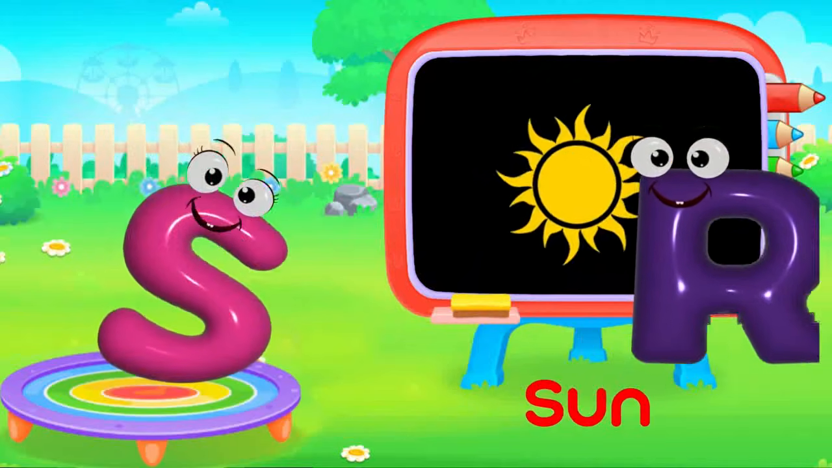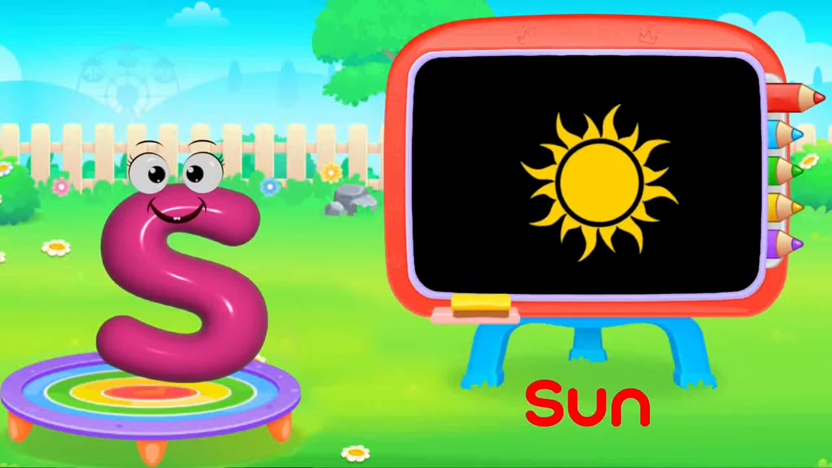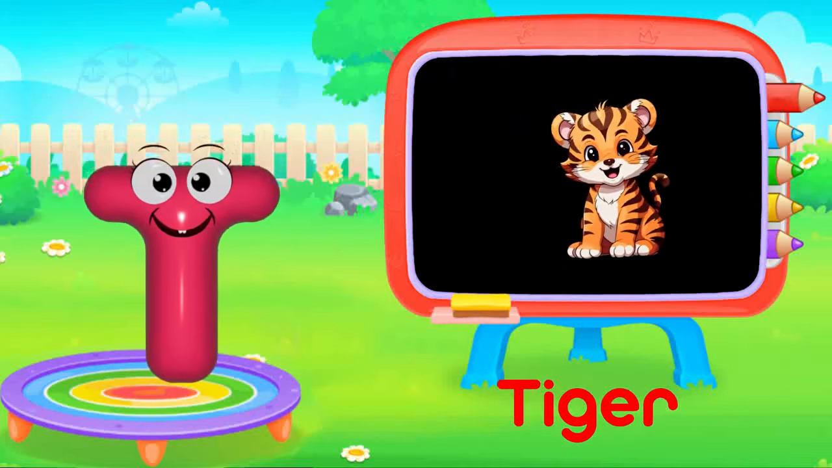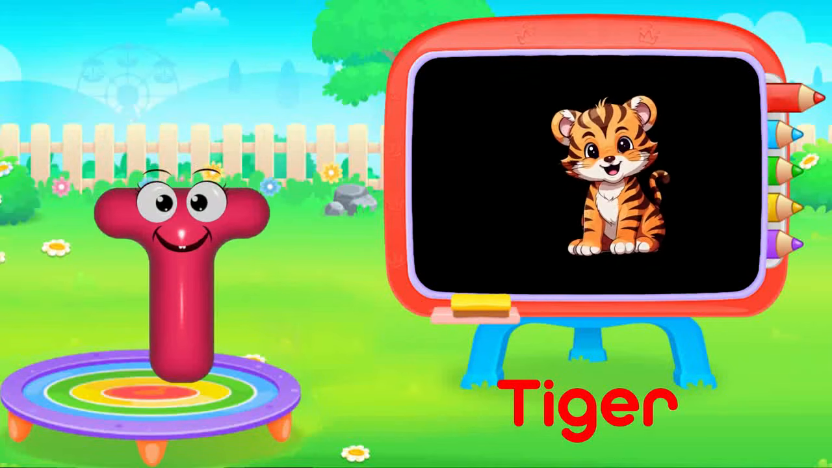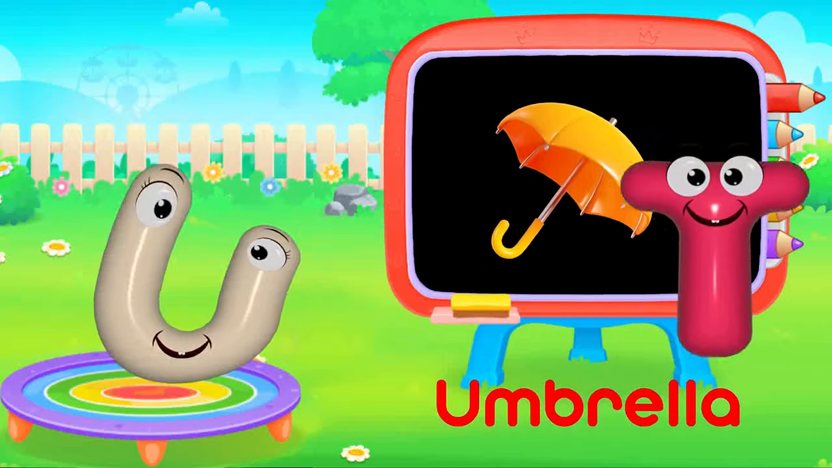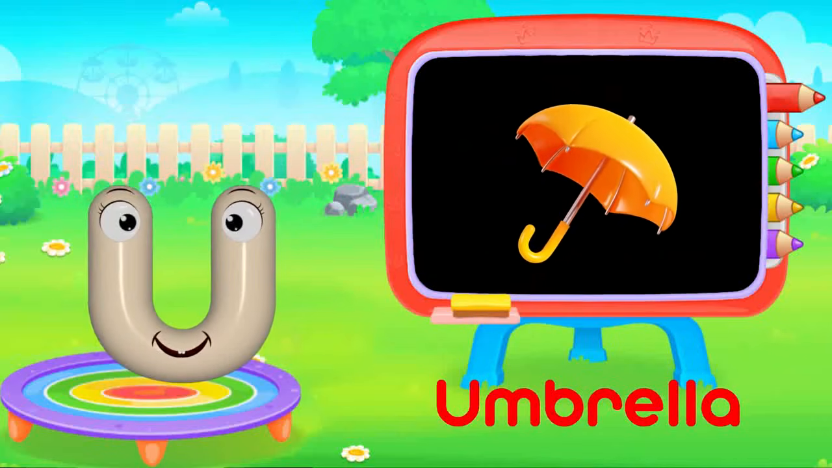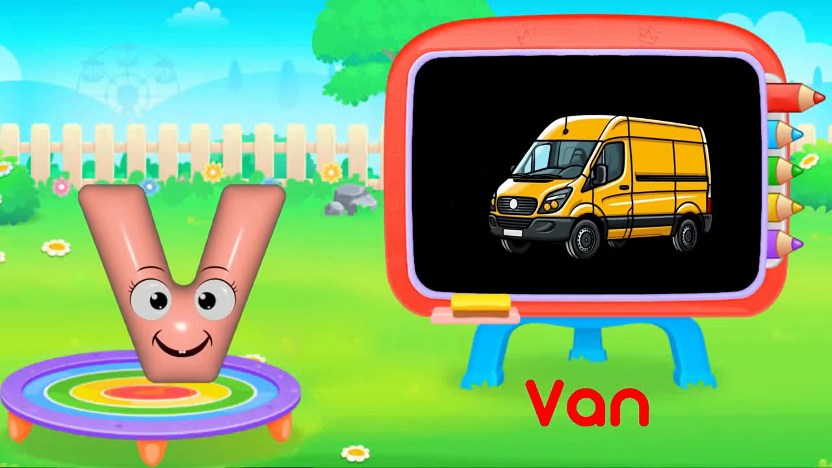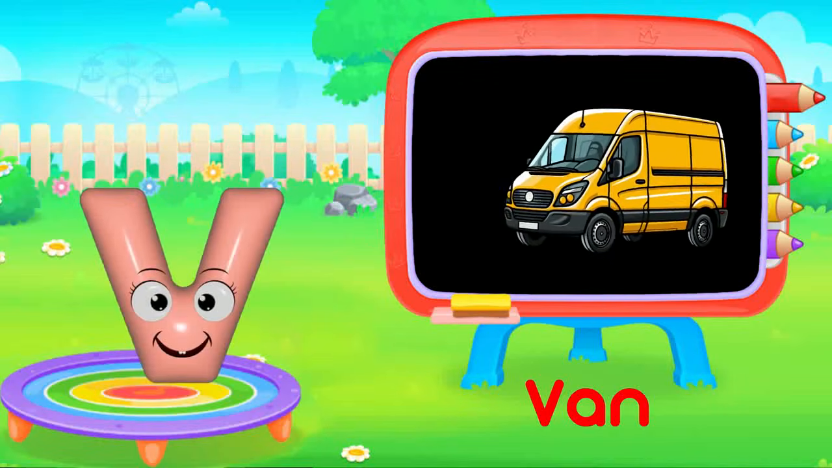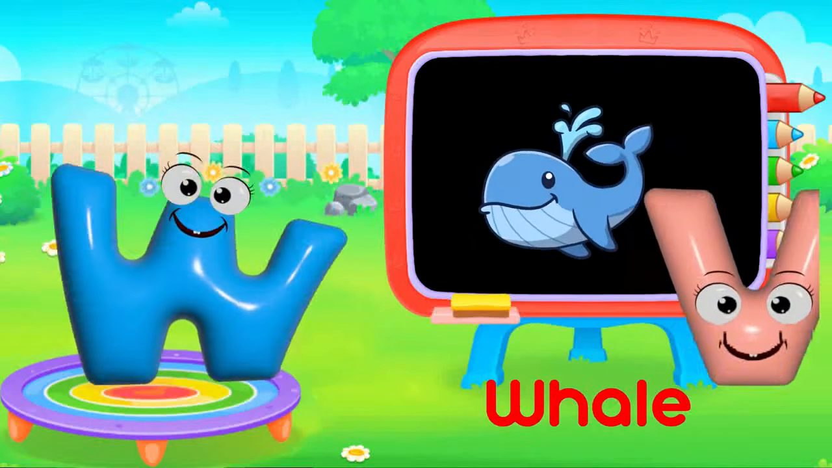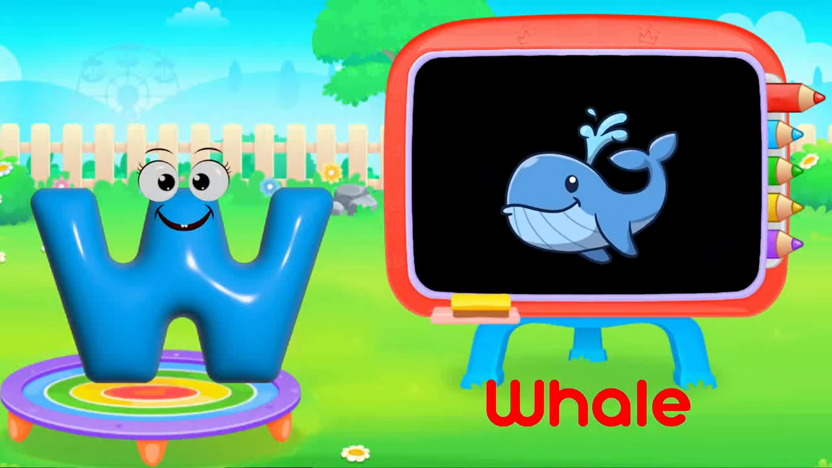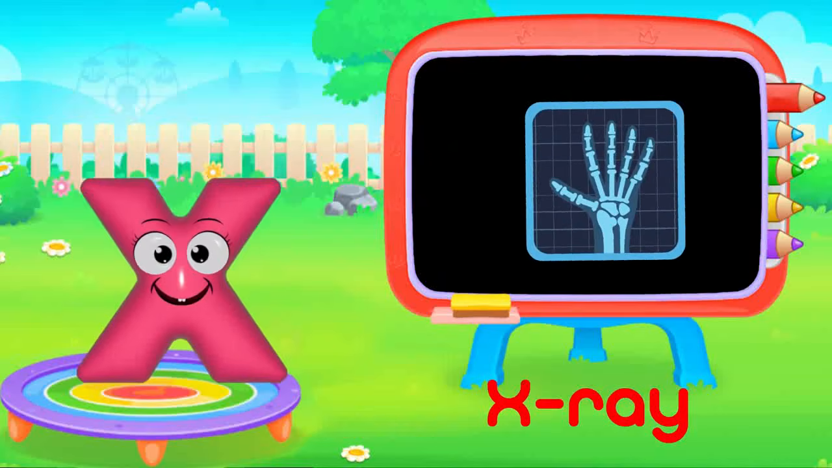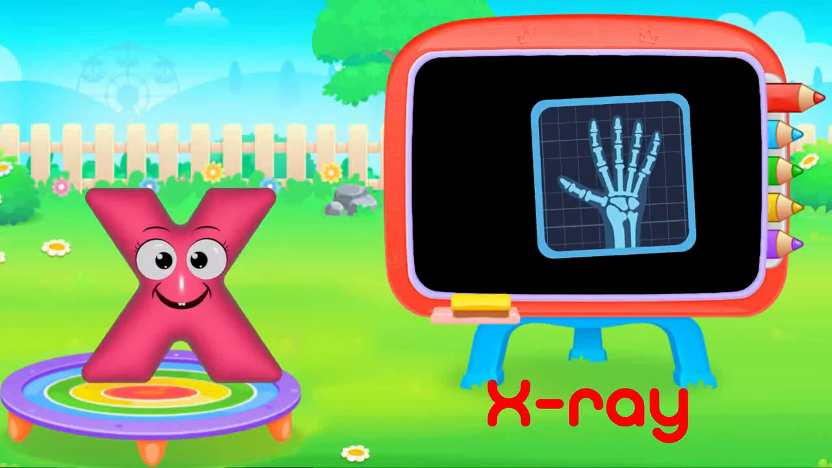S is for sun. T is for tiger. U is for umbrella. V is for van. W is for whale. X is for X-ray.